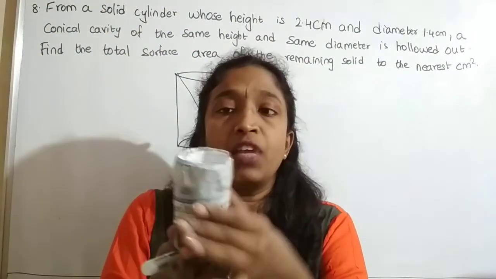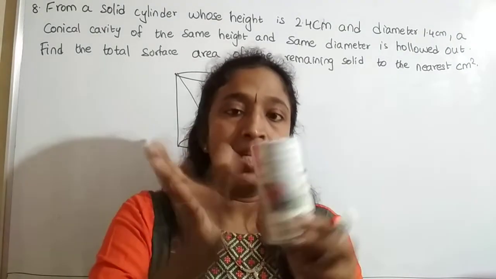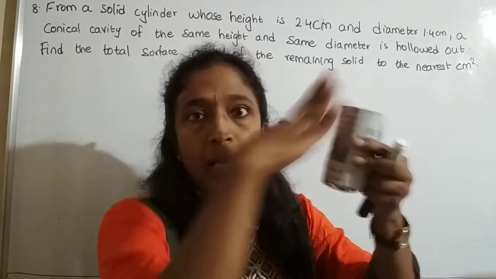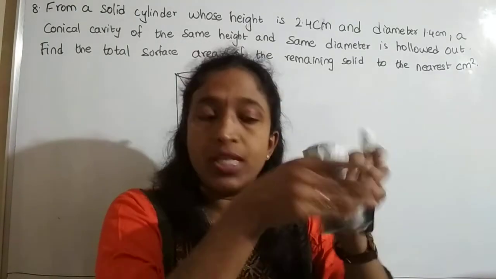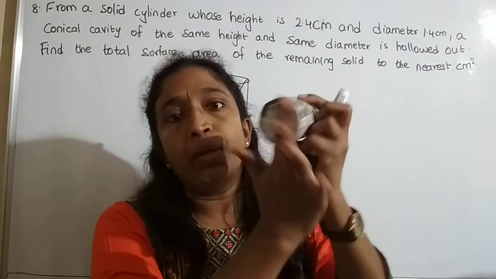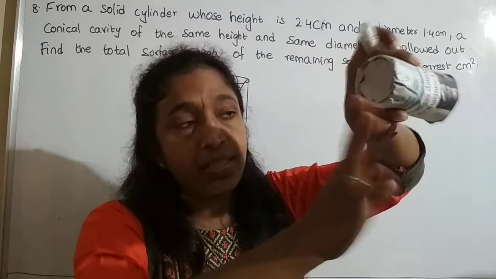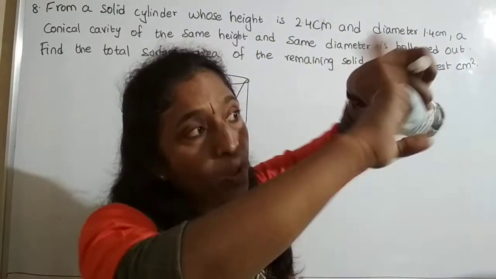So if I want to find the total surface area of the remaining solid, what will be the total surface? Let's try to analyze. Here I am going to paint. So this is the CSA of the cylinder. I will paint this surface as well, that is nothing but πr square, area of a circle. And the cone: the radius and the height are the same. The cone also I am going to paint.